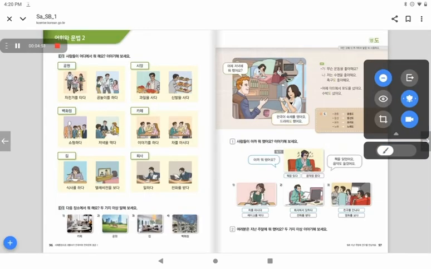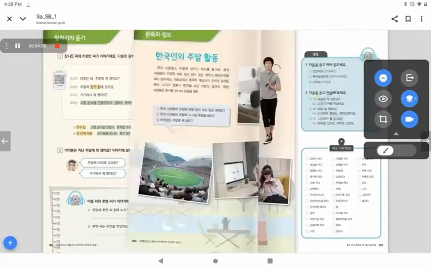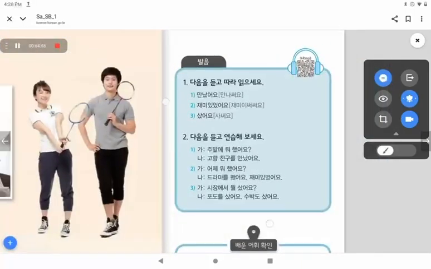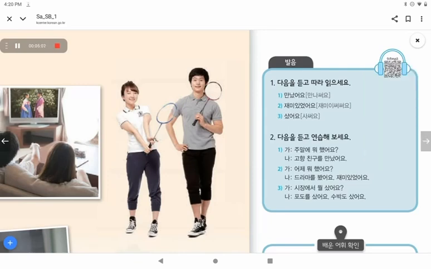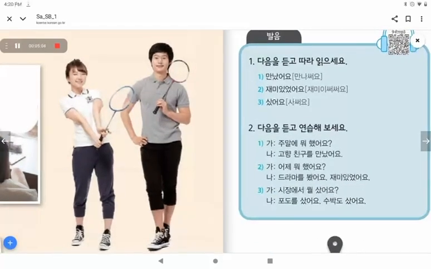In this unit, we study two grammatical parts. First is 았어요, 었어요, 했어요. And the second is 도. Now, let me repeat these things for you.